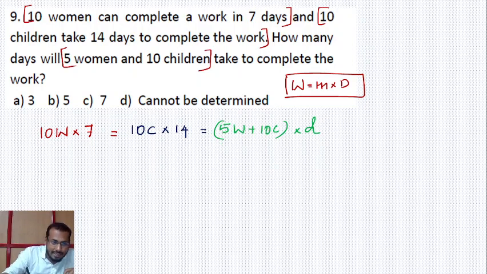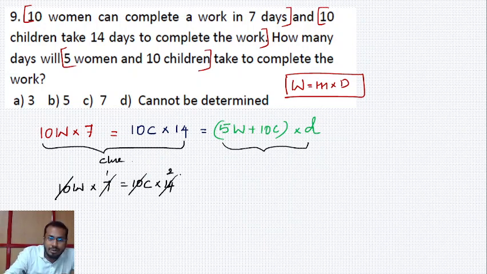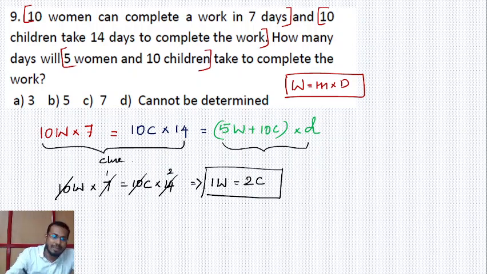So the whole question I have written here in a single equation. The question part is this. Okay, this is the question part. This whole thing is our clue. Okay, look at this. From this we can get one ratio, and from the ratio we can get the answer. 10 women into 7 is equal to 10 children times 14, right? Just cancel 10 and 10, 7 and 14, 1 is to 2. So what is the ratio here? 1 woman is equal to 2 children. This is what I got from the clue. Okay, so keep this and let's proceed with the question.